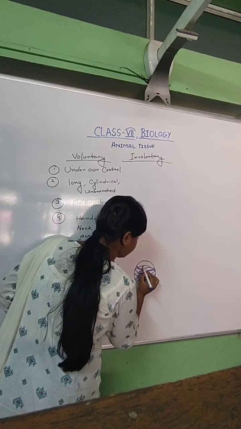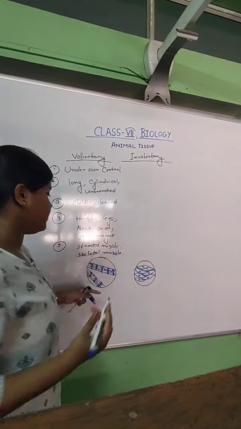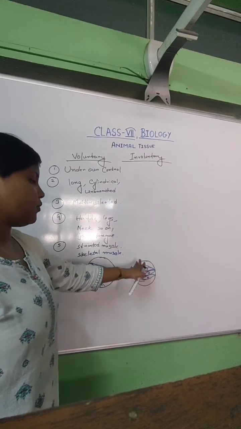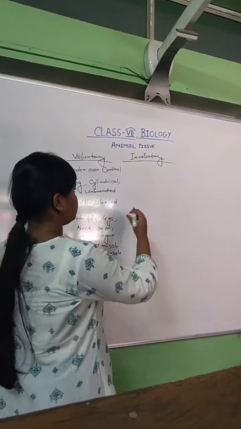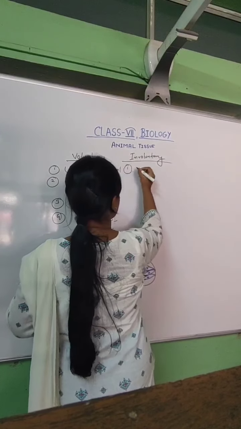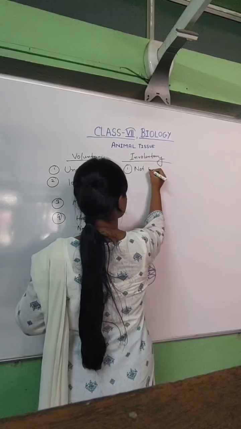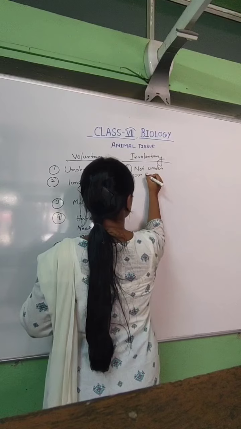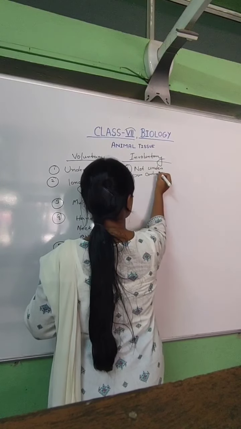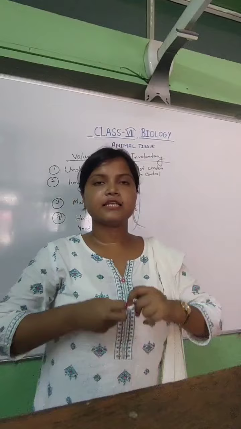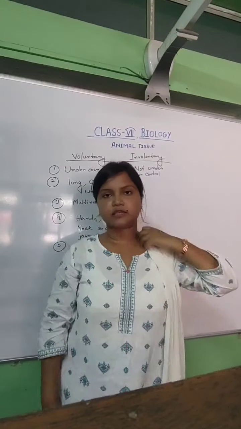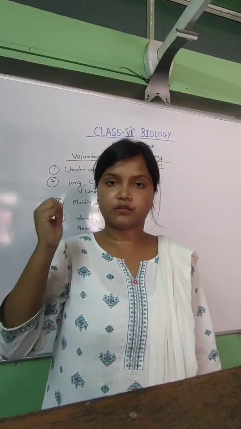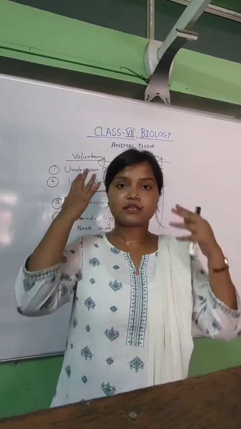These are uninucleated. There won't be many nuclei like in voluntary muscles. There will be just one nucleus present in every muscle cell. So the first thing is that it is not under our control. Let me give you an example. In case of your eyes, if I take my hand very close to your eyes, they suddenly close. You can't control it.